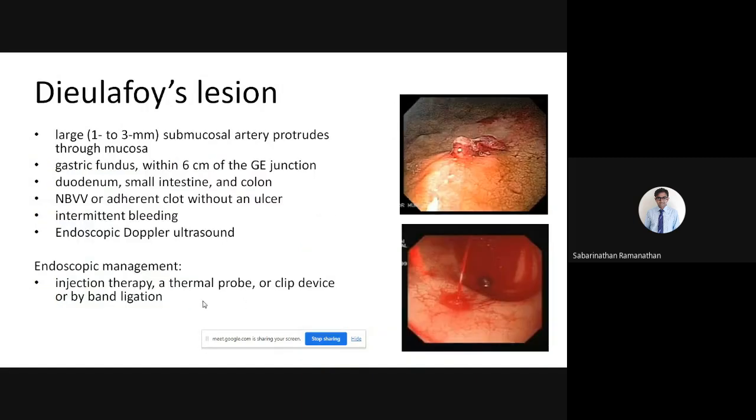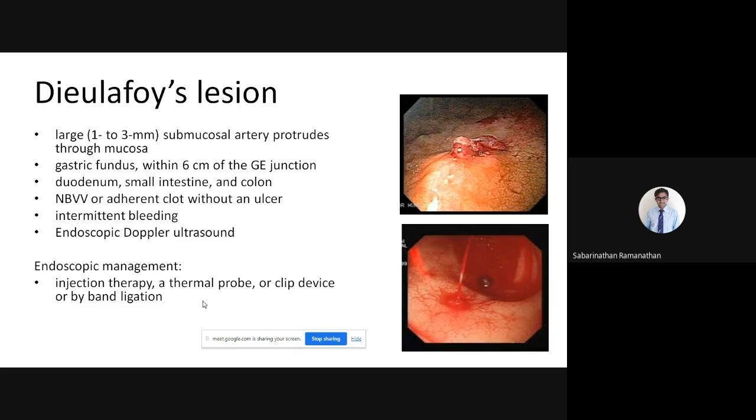as I said earlier. So Dieulafoy lesion is a large 1 to 3 mm submucosal artery protruding through the weakened mucosa. It is commonly seen in the gastric fundus of the stomach and within 6 centimeters of the GE junction, and it can be seen in the duodenum, small intestine, and colon also. So non-bleeding visible vessels or adherent clot without an ulcer can also be present, and it will cause intermittent bleeding. People will have a bleed, when you do endoscopy it will be normal, and again they will have a rebleed. When you submit them for the next endoscopy, you can make a diagnosis of Dieulafoy lesion.